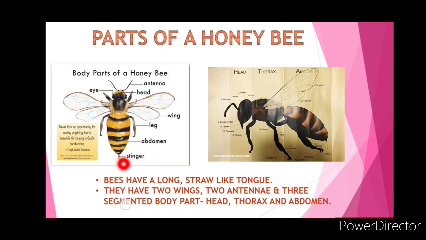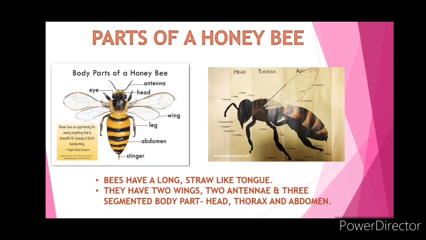So this stinger, when they feel that they are being harmed by another insect or a human being, if they are afraid or scared, then they suddenly put the sting on the insect or a human being or the animals also. And in this sting there is some poison which can cause an allergic reaction.